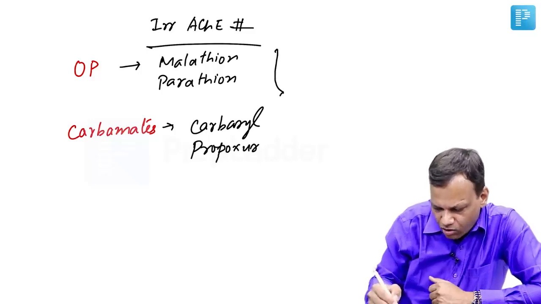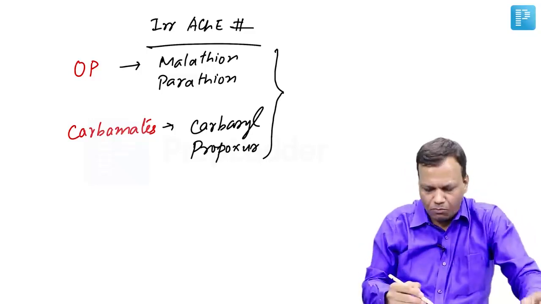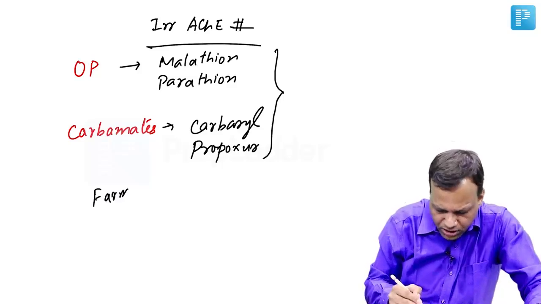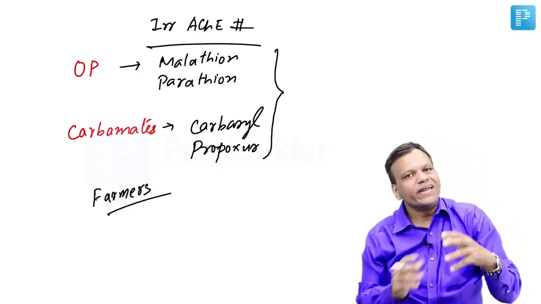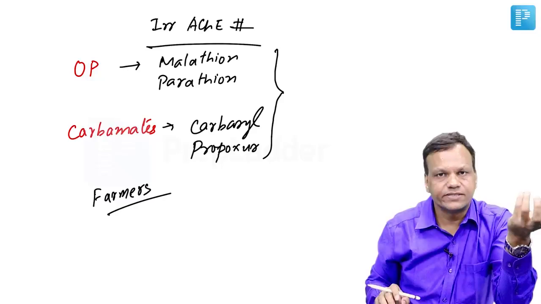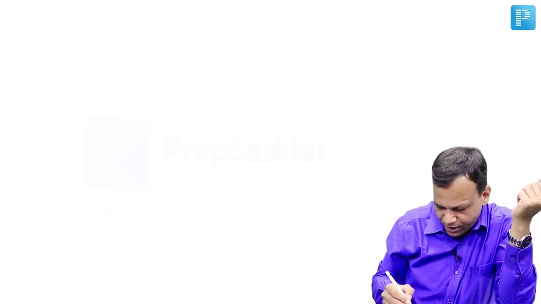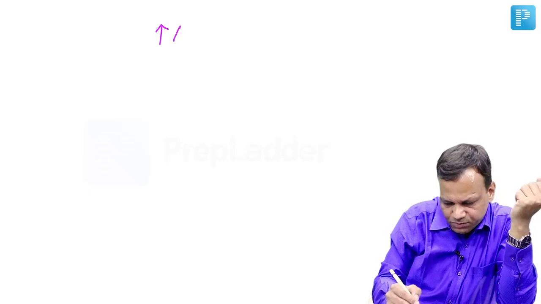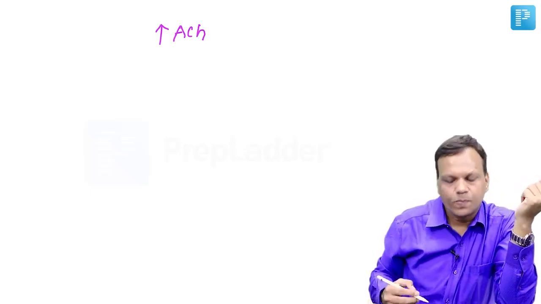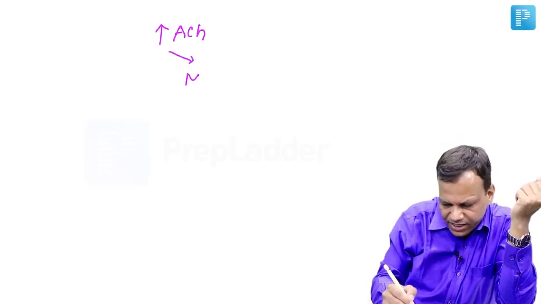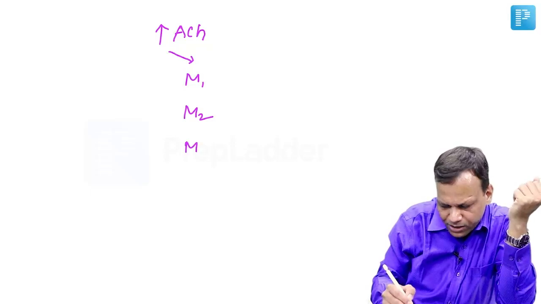So these drugs cause toxicity in humans, and mostly in farmers, because they are commonly exposed to these drugs. They use them in fields. So when a person is exposed to these drugs, what will happen? They will inhibit acetylcholine esterase permanently. That will increase acetylcholine. Acetylcholine will stimulate the muscarinic receptors M1, M2 and M3.